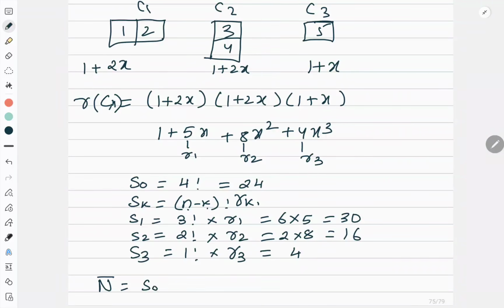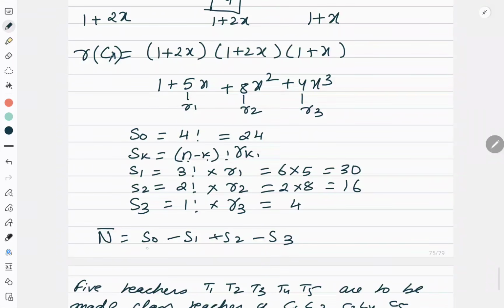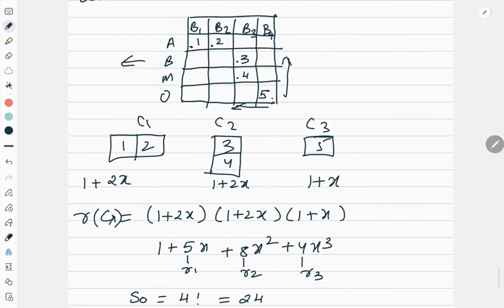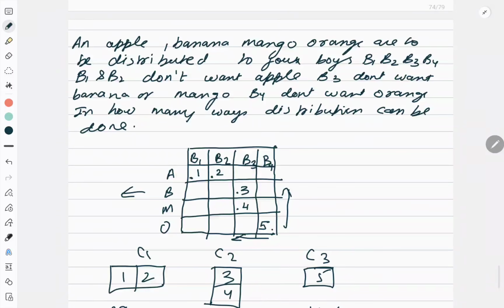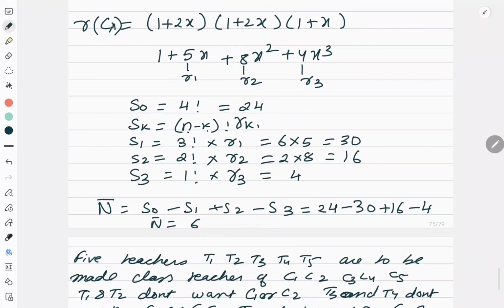N cap is equal to S0 minus S1 plus S2 minus S3. So now my values will be, what is S0? S0 is equal to 24 minus 30 plus 16 minus 4, right, which is equal to n cap is equal to 6. So I can do this arrangement in 6 different ways. I can distribute the fruits among 4 boys with these constraints in 6 different ways. This is how we have to do the questions.